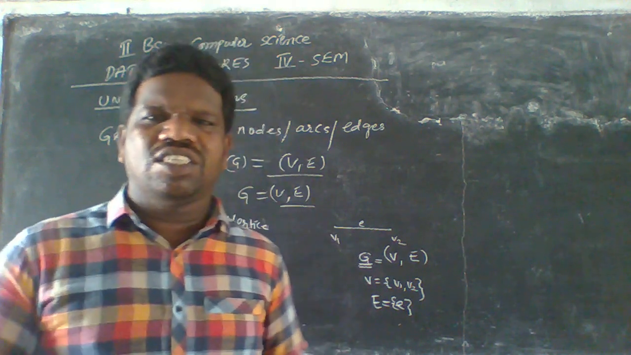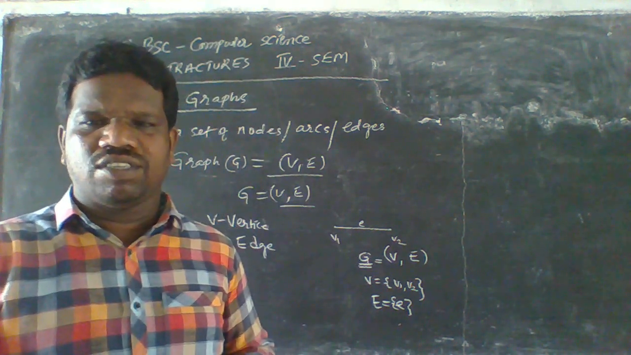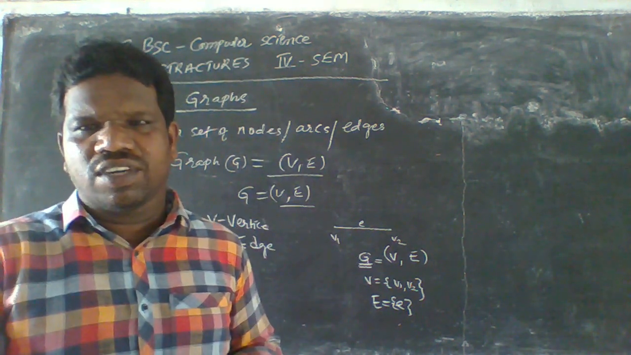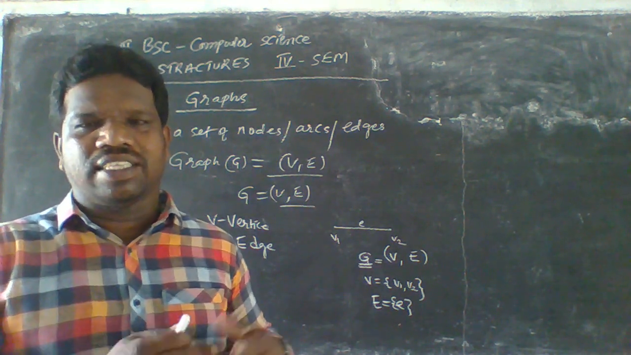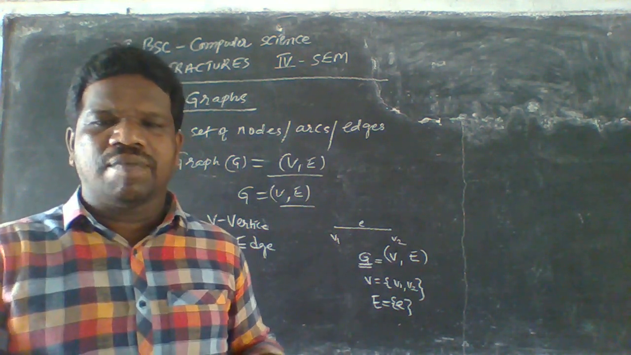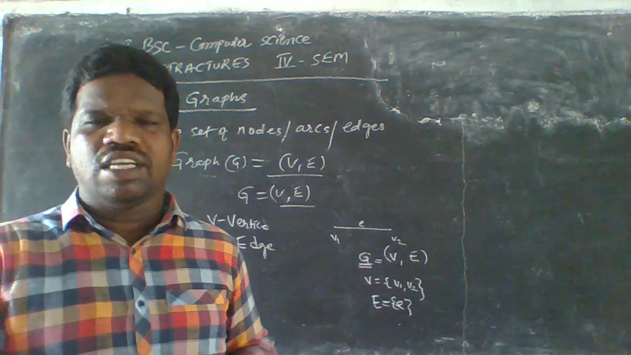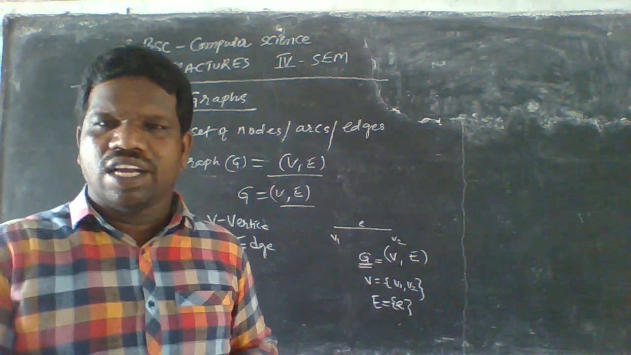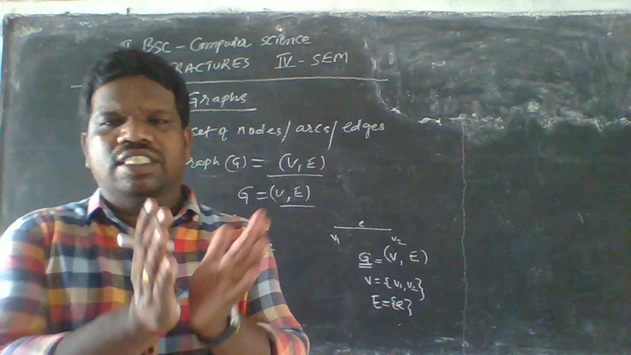Neighbor edge is also known as the adjacent edge. Adjacent means what here? A side by side node or a side by side edge is called an adjacent edge. Adjacent means side by side here.